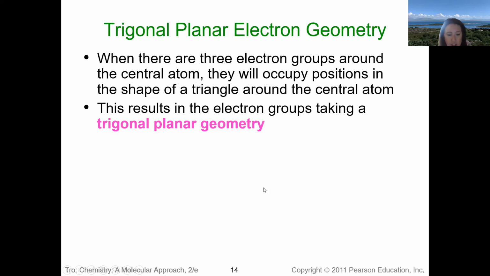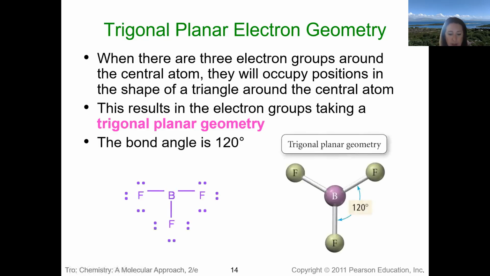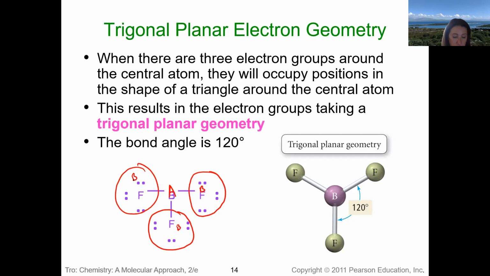Now, trigonal planar geometry. So even though we drew it like this, if we look at the number of electron groups, here's our middle atom, I'm just going to call it A. Here's one bonded atom, B, another bonded atom, B, another bonded atom, B. So you see how we drew it here with a 90-degree angle? That's how we drew it, but that's not how it actually is. It actually ends up being 120 degrees.